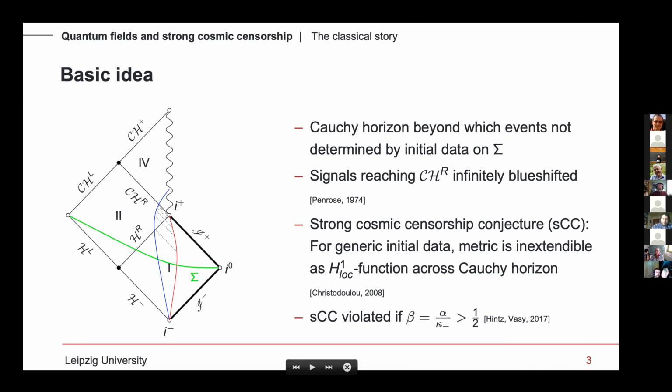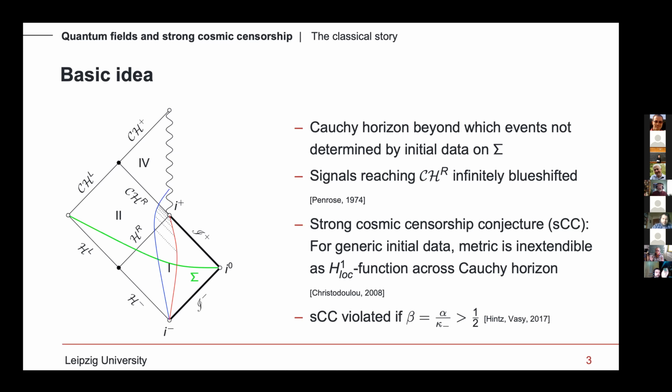What that means is that its Christoffel symbols at the Cauchy horizon should become locally not square integrable, and thus the metric cannot be extended as a solution to the Einstein equations, not even as a weak solution. More recently, Hintz and Vasy have found that violation of strong cosmic censorship happens if this coefficient beta becomes larger than 1/2, where the denominator of this beta is nothing but the surface gravity at the Cauchy horizon, while the numerator is the decay rate of the slowest decaying quasi-normal mode of the black hole.